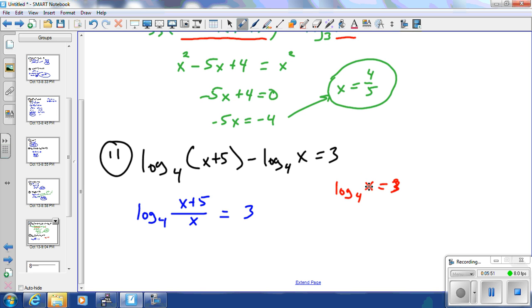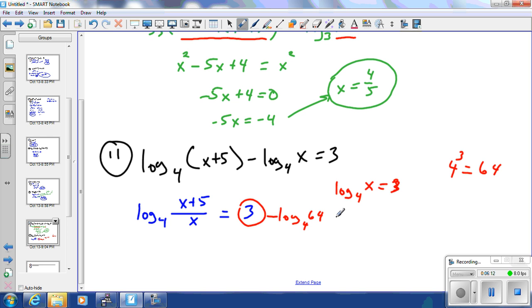Well, this means 4 to the third power equals x. So let's ask ourselves, what's 4 to the third power? Well, 4 to the power of 3 is 64. So basically, another way of writing 3 is log base 4 of 64.